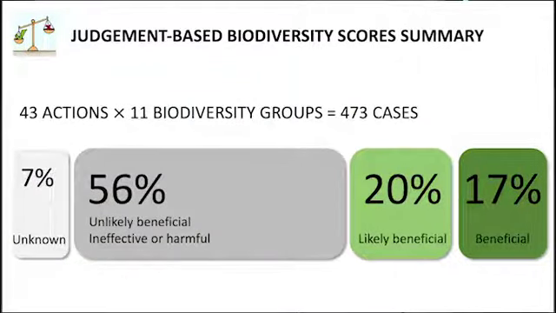So just to give you a very quick synopsis of that result, what we asked them to do was a very big exercise. It was almost 500 different combinations we asked them to consider. About 7% of them, they basically decided they didn't know what the outcome would be. 56% were either unlikely to deliver benefits or were ineffectual or harmful. And then you've got this 37% at this end of the scale that are likely to or will deliver benefits.